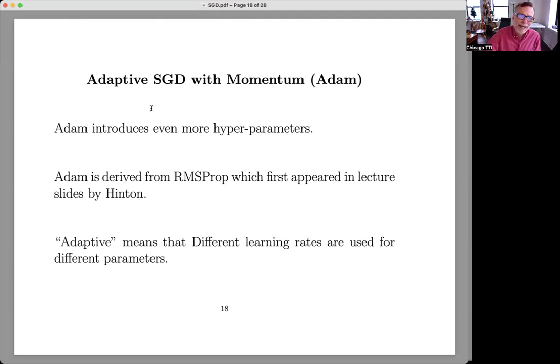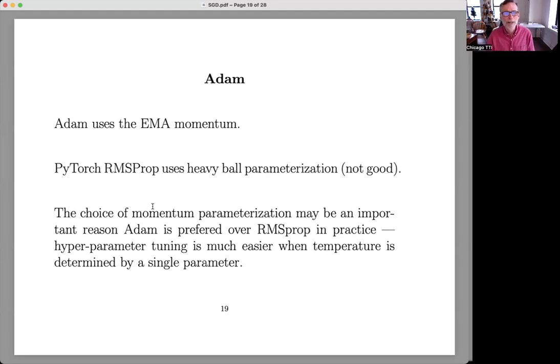Both RMS-prop and Adam are adaptive. Now, what does that mean, to be adaptive? It means that we're going to use different learning rates for different model parameters. So each model parameter is going to have its own learning rate. And I'll write those equations in a minute.